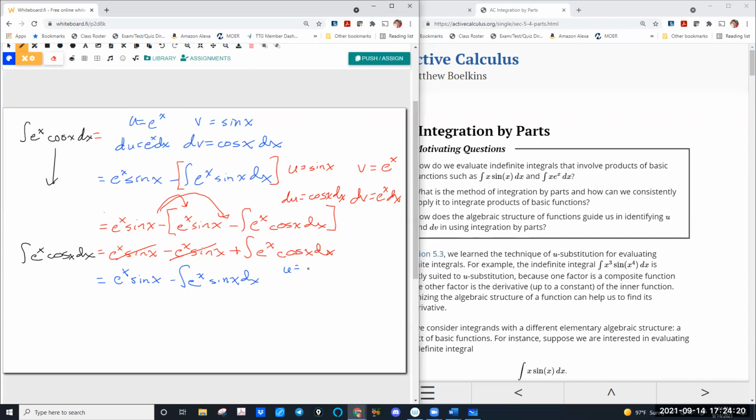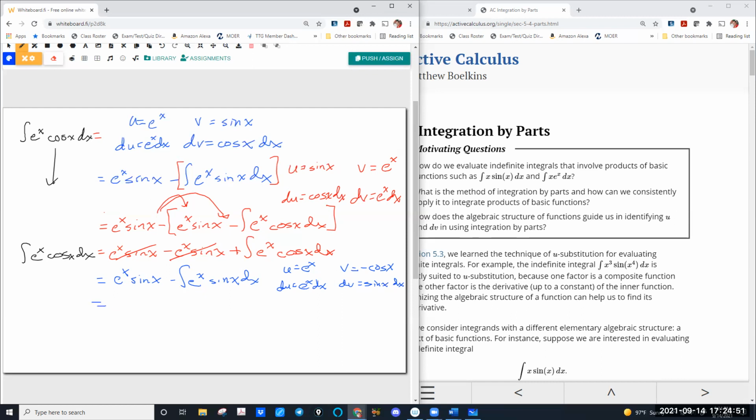So u equals e to the x, just like we did u last time, and that's going to leave for dv sine x dx, okay? Then our du, we already know this one, it's e to the x dx. Our v, well, the antiderivative of sine is negative cosine. Turns out the introduction of that negative sign helps us out quite a bit.